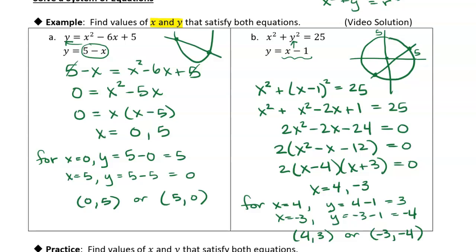So if I put in negative 3, negative 4, I'll get 9 plus 16 is 25, right? And if I put in 4, 3, I get also 16 plus 9 is 25. So those are the points where that line intersects the circle.